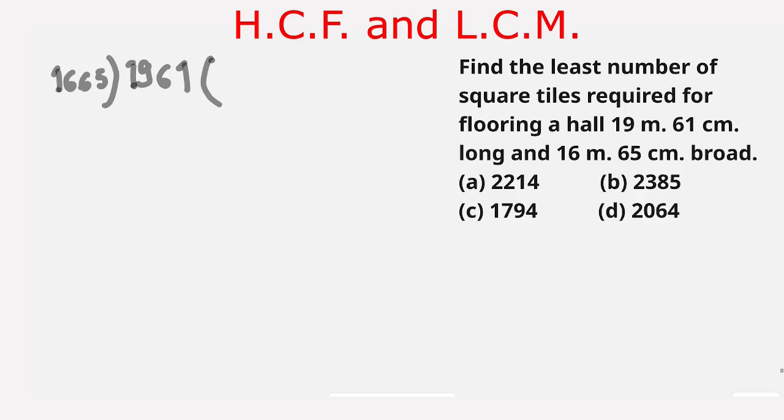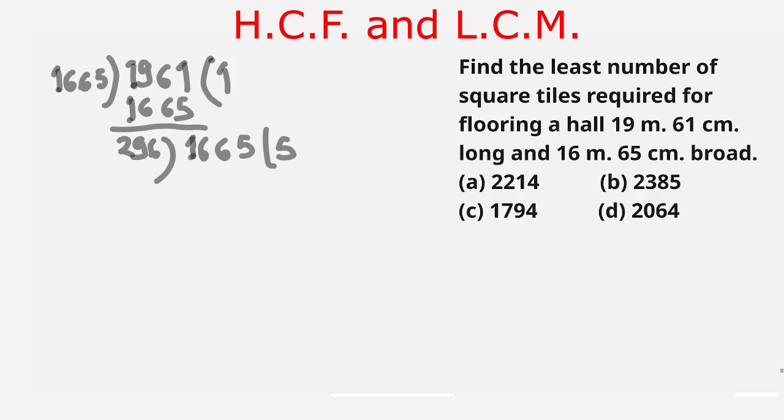1665 divides 1961 for one time. On subtracting 1665 from 1961, the remainder is 296. We divide 1665 by 296. 296 divides 1665 for 5 times.